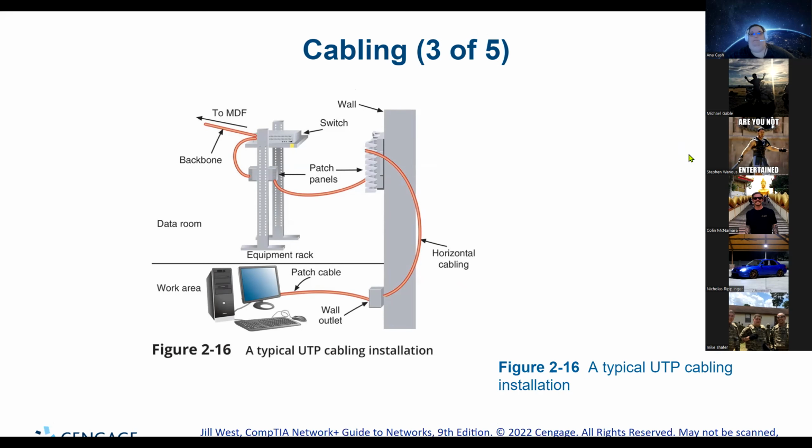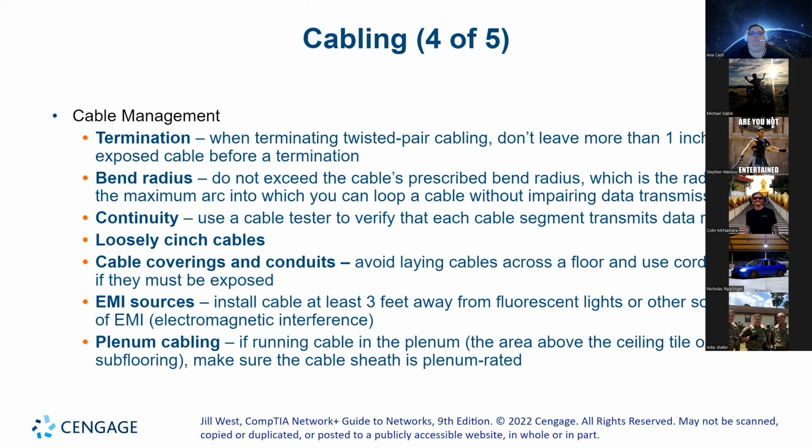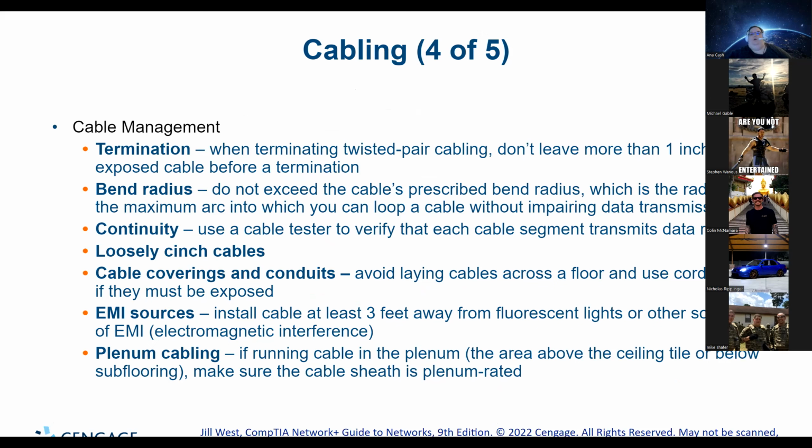Good. Okay. All right, more cable management. So termination. When terminating twisted pair cabling, don't leave more than an inch of exposed cable before termination. The reason that you don't want to do this is if you leave more than an inch of exposed cable, then you can have fraying and some weird stuff with your cables. Bend radius, do not exceed the cable's prescribed bend radius. That's the radius of the maximum arc into which you can loop a cable without impairing data transmission.